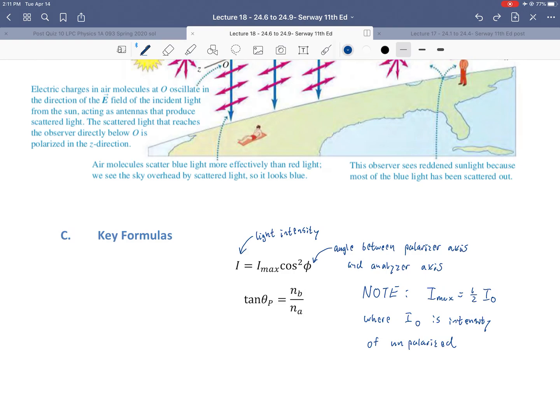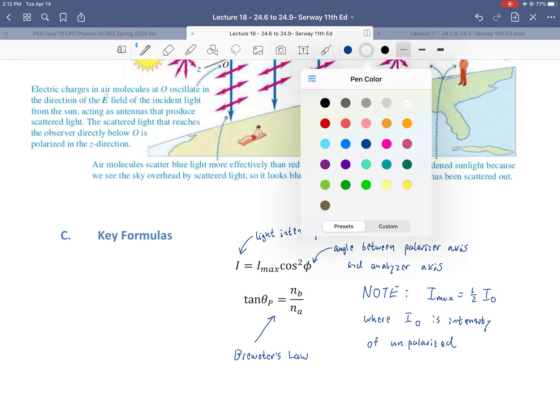And then this next one is called Brewster's Law. Brewster's law, based on Snell's law, is the one that says that if the angle between the reflected axis and the refracted axis is 90 degrees, then you get full polarization. And what that would look like is something like this.